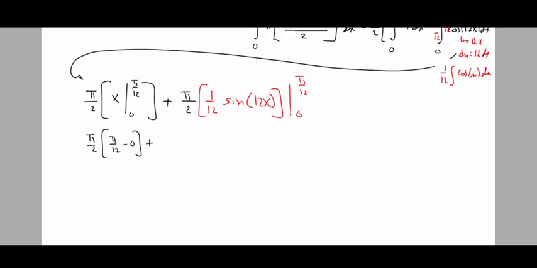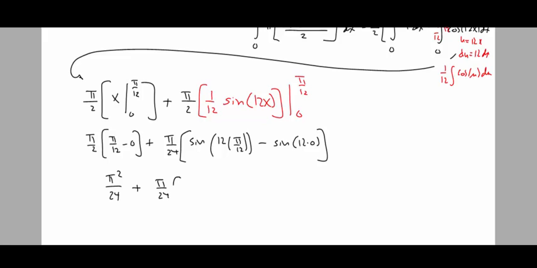Now over here I'll have pi over 24 I could pull out, and then we'll do our upper minus my lower. I'll have the sine of 12 times pi over 12, because I'm plugging in my upper, minus the sine of 12 times 0. So here, this one's pretty straightforward. This is pi squared over 24 for my first one. And then for the second one, let's have a look.